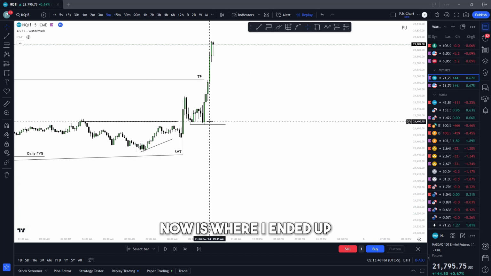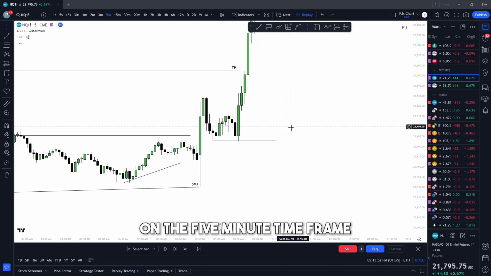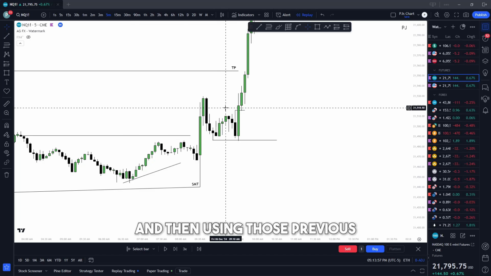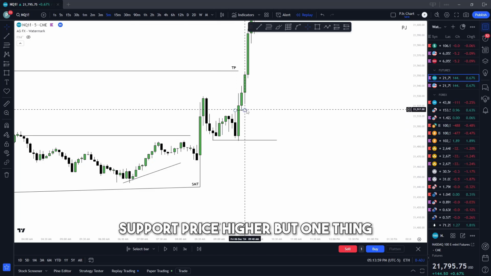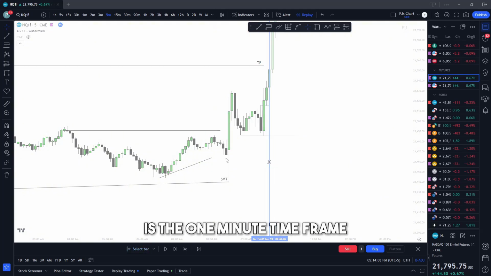At this point now is where I ended up taking this long after 9:30. On the 5-minute time frame, it's pretty clean, right? Even breaking, displacing this high, and then using those previous down-close candles to support price higher. But one thing I'll obviously want to check out is the 1-minute time frame.